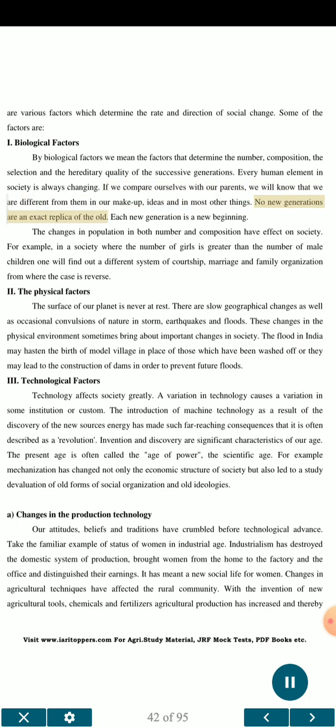No new generation is an exact replica of the old. Each new generation is a new beginning. The changes in population in both number and composition have effect on society. For example, in a society where the number of girls is greater than the number of male children, one will find a different system of courtship, marriage and family organization from where the case is reverse.